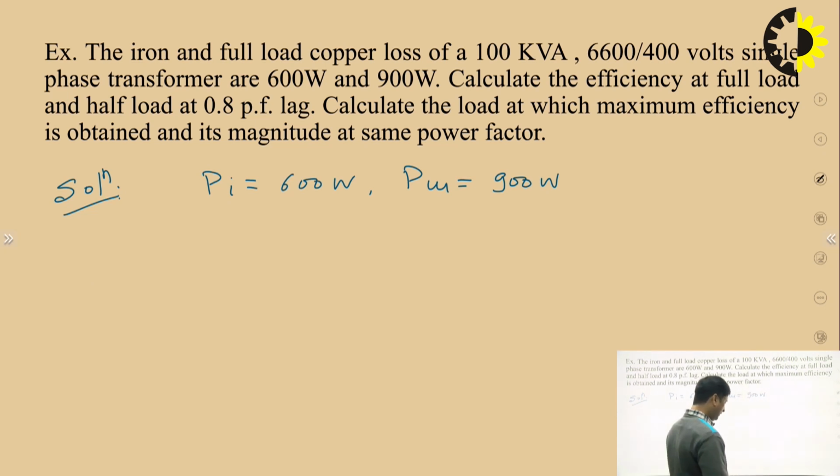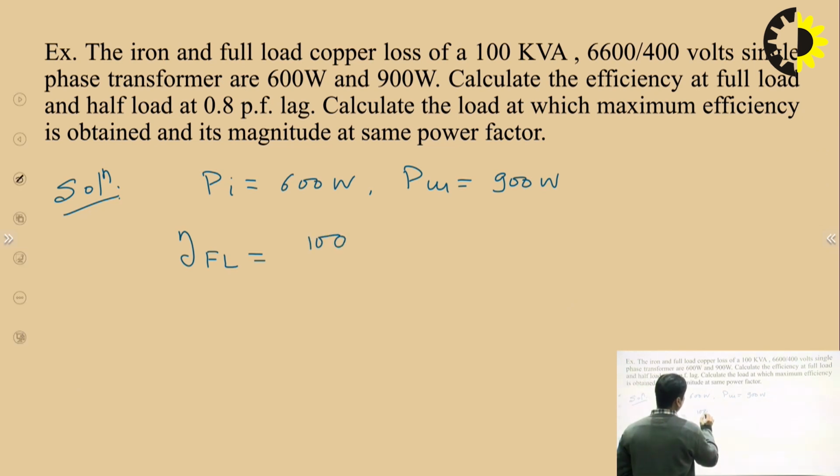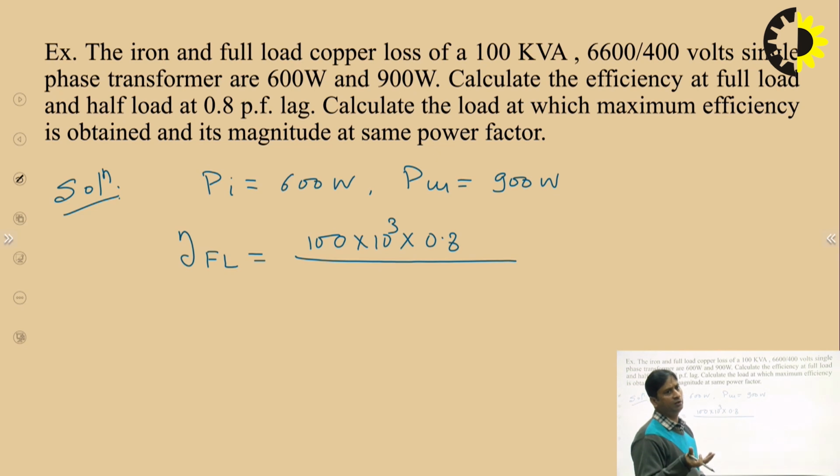So you know that with these particular losses, suppose we calculate the efficiency at full load. At full load means the transformer is working at rated load, which is your 100 kilovolt ampere. So full load means X is equal to 1. So 100 into 10 to the power 3 into the cos phi, which is given as 0.8. This is our output of the transformer because it is working at full load or rated load.